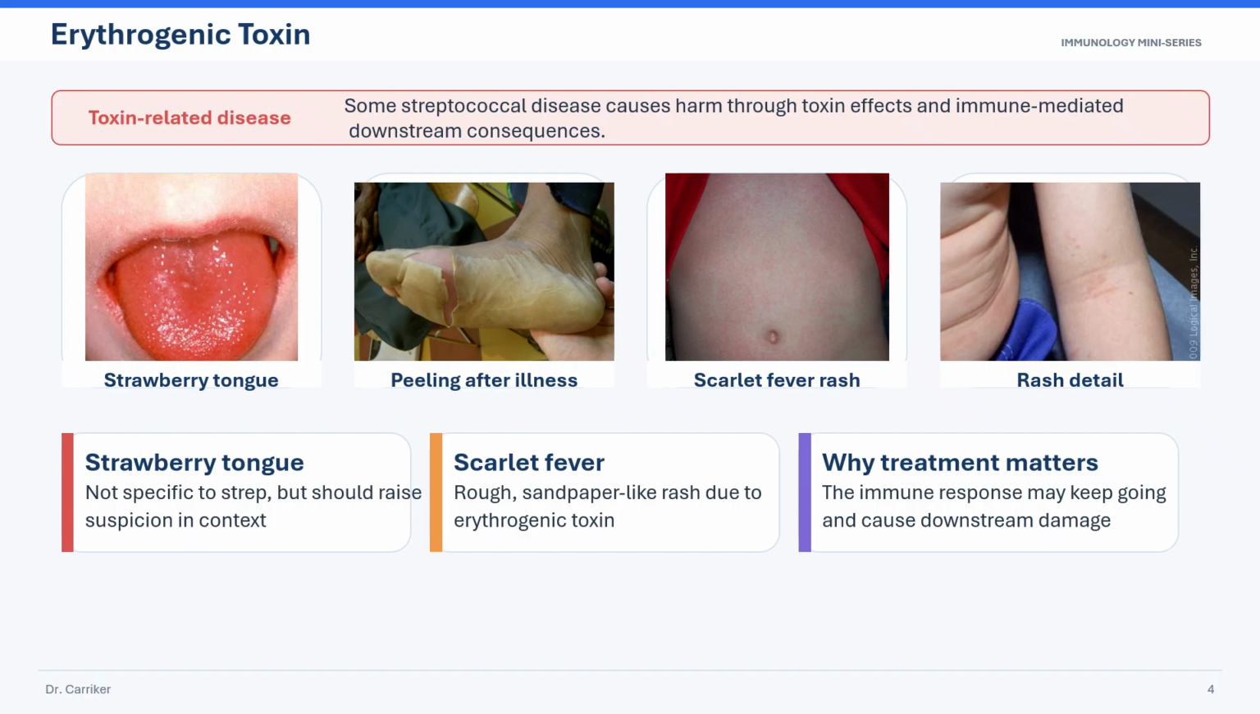So the treatment for this, well, not much you can do in terms of the skin peeling here. The skin's going to grow back. Now, how long is it going to take? Well, possibly a few days, a week, but we should be able to move forward from that. And then, of course, we see the scarlet fever rash, which I said was an erythrogenic toxin, the rough, sandpapery-like look. So all of these help to identify this toxin-related disease, and some of those streptococcal diseases cause the harm through that toxin effect and the immune-mediated downstream consequences.